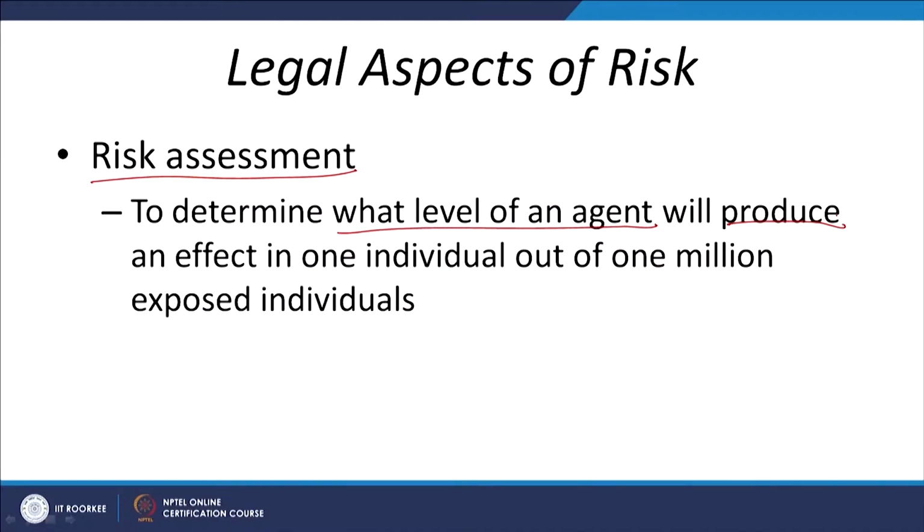So, legal aspects: in risk assessment, we need to look at reducing the risk to 1 in a million, and that is what we are going to look at. What level of agent will produce this effect in 1 in a million exposed individuals, right? So if a million people, or 10 to the power 6 people, are exposed to this particular contaminant under a certain set of conditions, will more than one person face the adverse outcome? Based on that, we are going to look at the legal options available for addressing this particular risk, I guess, right?